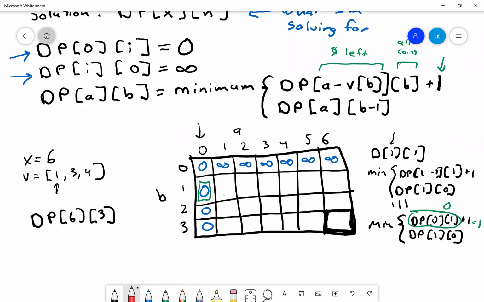The second one down here, dp of 1, 0, that's where a is 1 and b is 0. That has a value of infinity. So this is infinity. Now, obviously, the minimum of those two things, between 1 and infinity, is 1. And this should be obvious to you that if you have $1 and you have coins up to value 1 available, it's going to take 1 coin to do that. So that should be somewhat obvious.